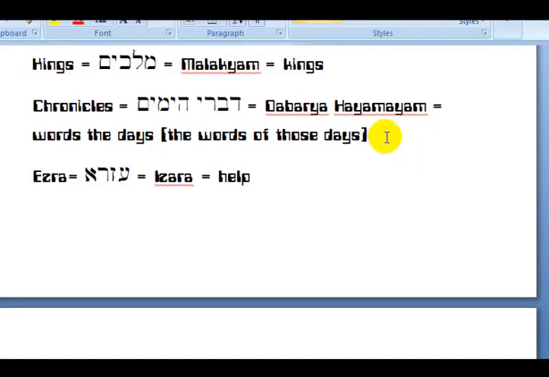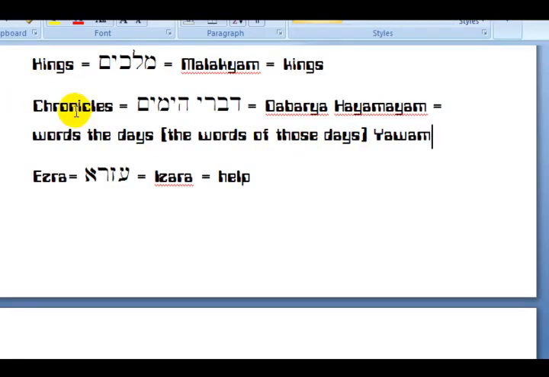Alright, let me write it here real quick. Yom is the actual way you say day, but in this case they have Yamim, which is another way of saying day. Now the im at the end makes it plural, so Hayamim is the days, so words of the days. So you can understand a bit of the words of those days.